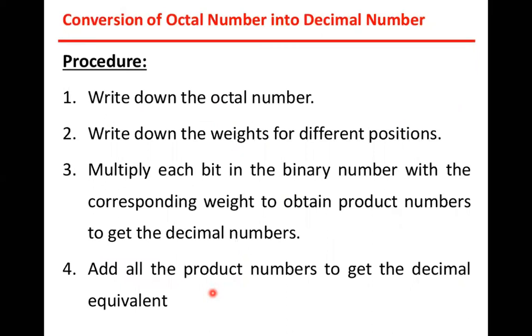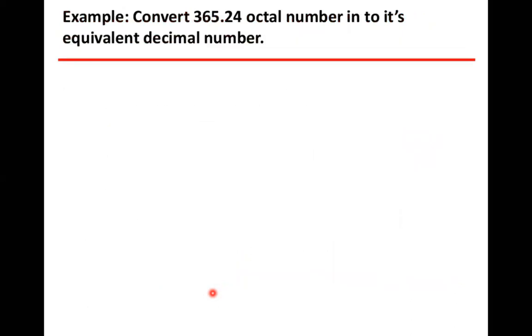Write down the octal number, write down the weights for the different positions, and multiply each digit with the corresponding weight to obtain product numbers. Add all the product numbers to get the decimal equivalent. Let's see the example. The example we are taking is converting the octal number 365.24 to its equivalent decimal number.